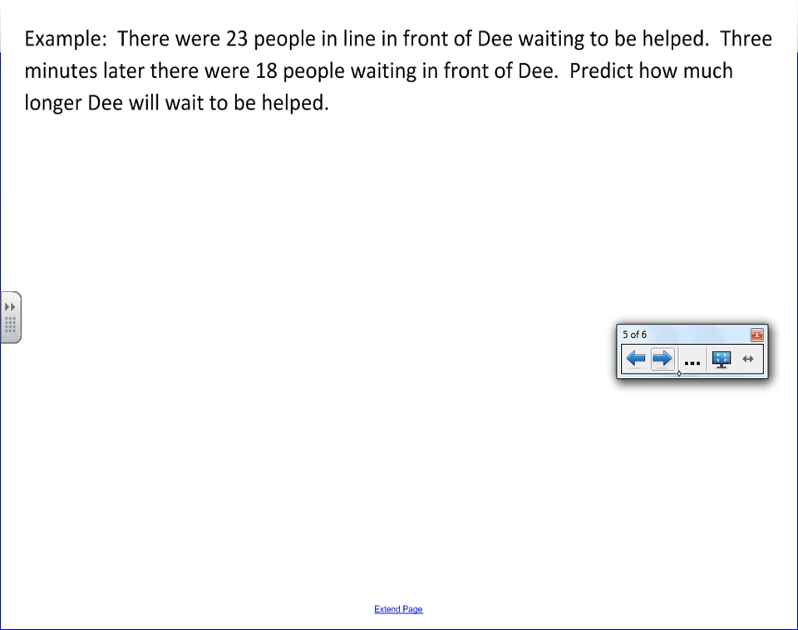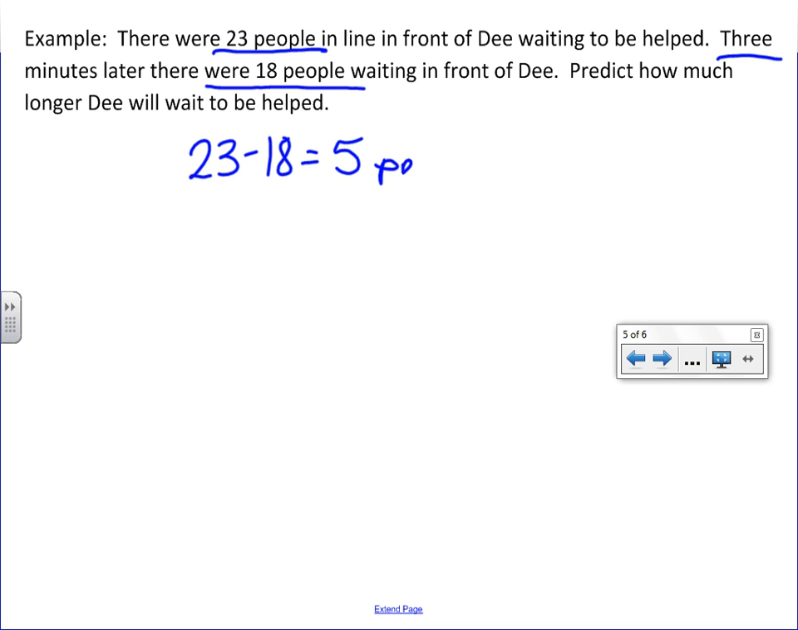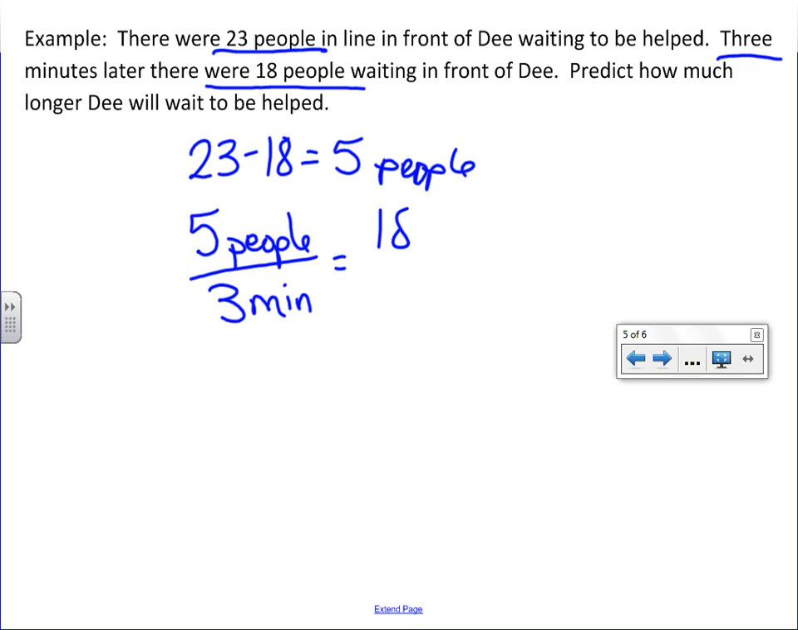So, in the beginning there were 23 people in line in front of D, and then it says that 3 minutes later there were 18 people in front of her. So, if there were 23 to begin with and there are only 18 people now, how many people were helped in those 3 minutes? What are we going to do to figure that out? We're going to take 23 minus 18, and that'll give us 5 people. Okay, so 5 people were helped in 3 minutes. We want to know how many minutes it's going to take for 18 people to be helped.